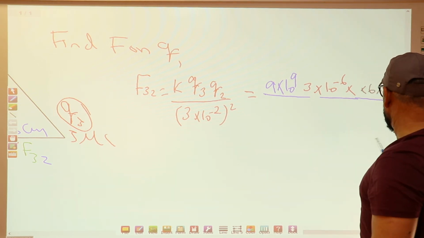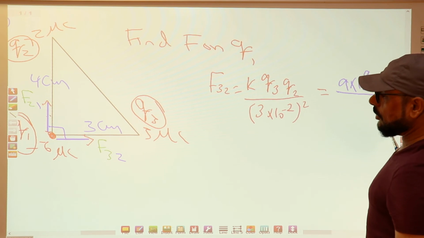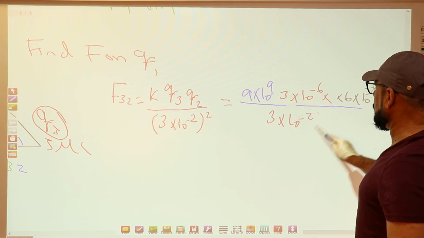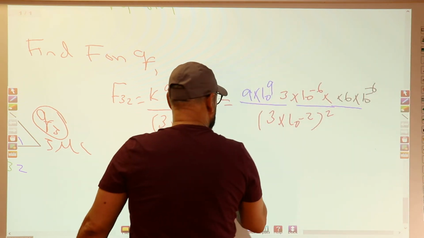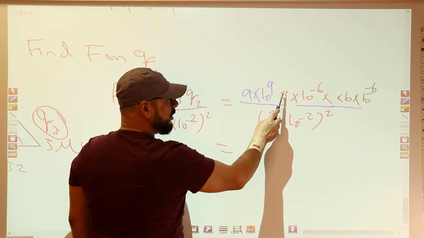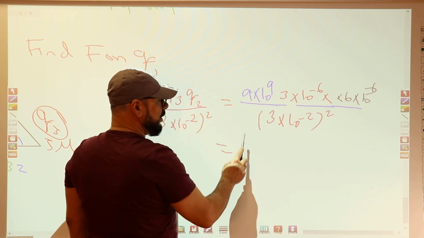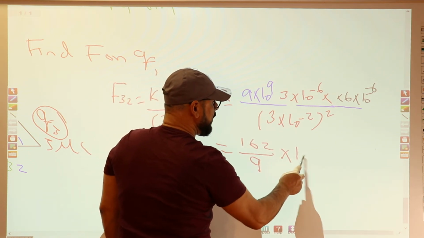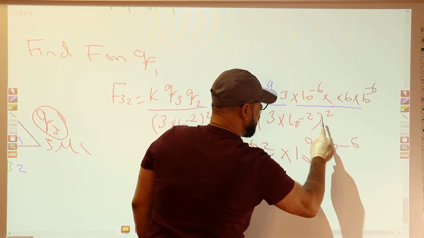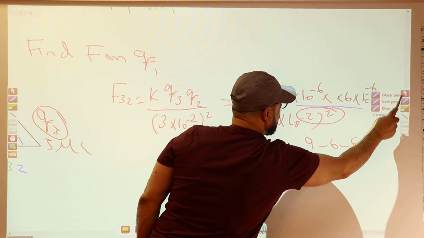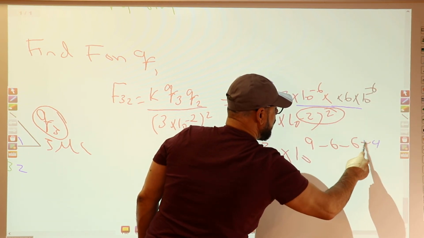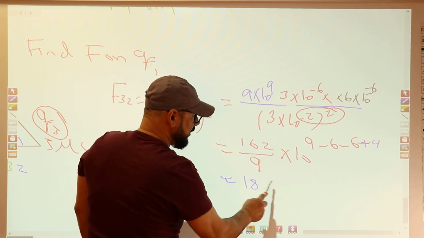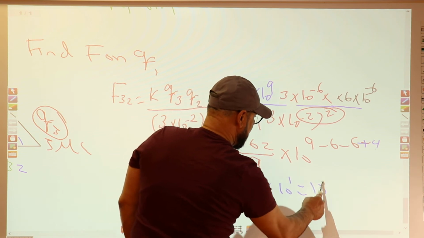And the distance between them is 3 times 10 to the negative 2, squared. Now, if you calculate this one, 9 times 6, 54. 54 times 3, 162 over 9, times 10 to the 9 minus 6 minus 6. And this becomes plus 4. 162 over 9 is 18, I think, right? This 18 times 10 to the 1, which is 180 Newton.